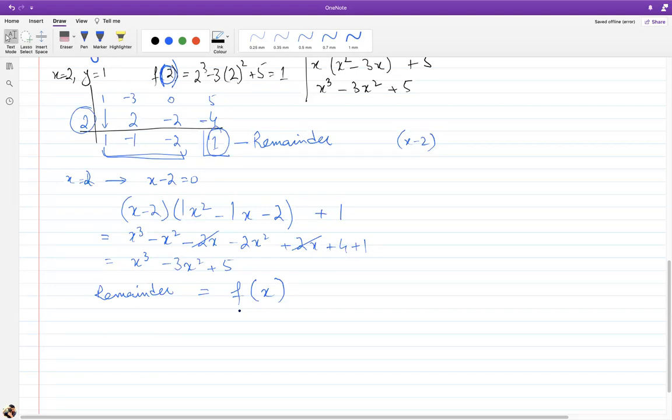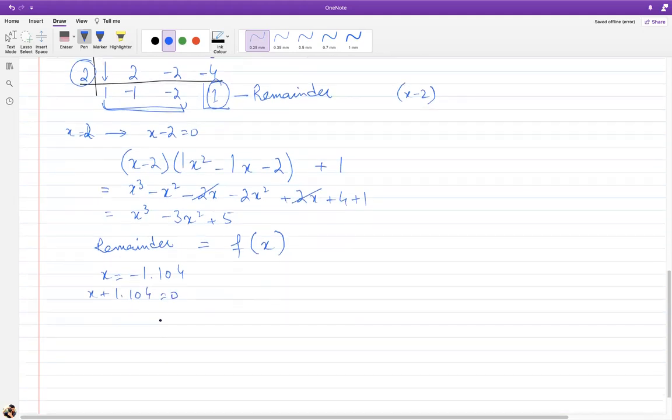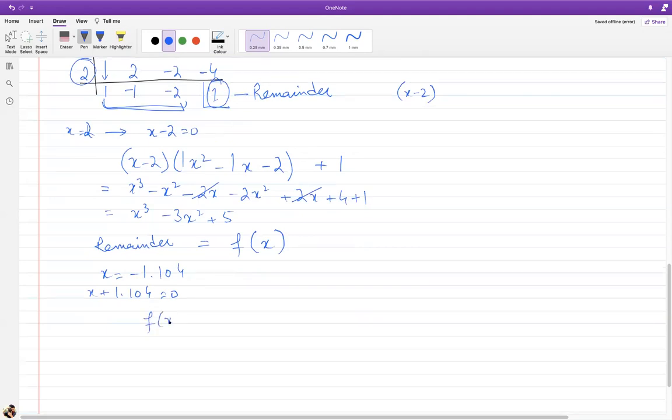Now, here's one more thing. What if I were to divide it with this point, this x equals to minus 1.104? Let me try it. If x equals to minus 1.104, that thing becomes this that I'm dividing it with. And I know that f of x is 0 because I can read it from this point.